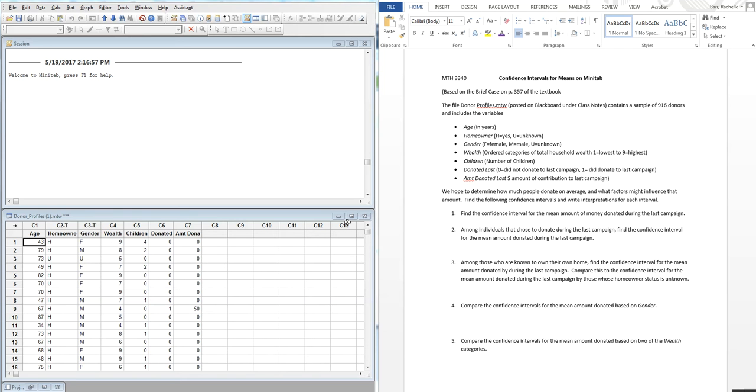So today I'm going to be looking at some data which you see on your left that I already have open for your notes for this case study that we have this week. This is the donor profiles file, which I've described each of the variables below. This is very typical for your Minitab assignments.